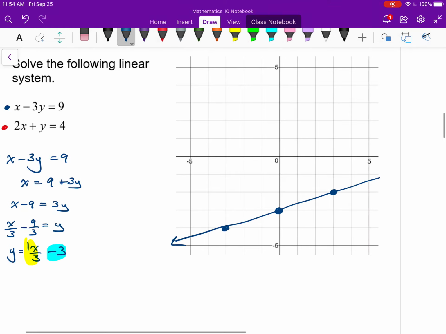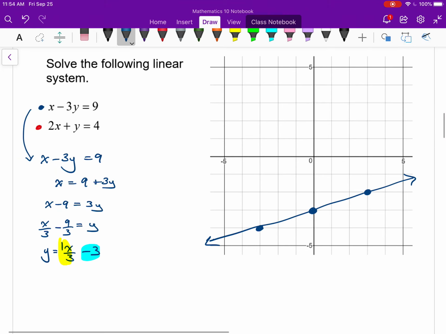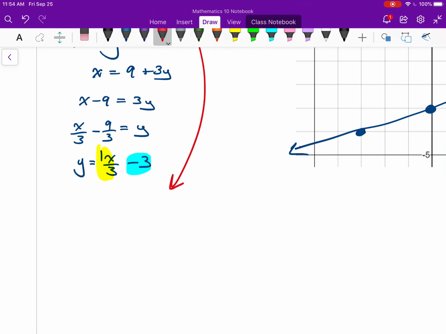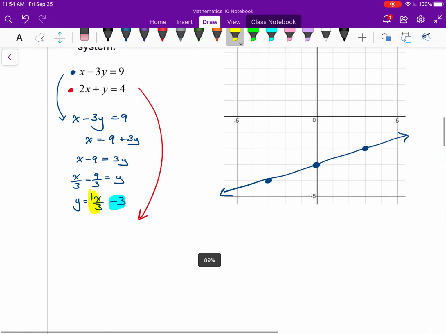OK, let me do the same thing for the other equation. Bring this over here. First, let me just copy it out. OK, I want to solve for y. In this case, it's easier to solve for y. I just got to subtract 2x from both sides. I get y equals -2x plus 4. That was it. So now I can see the y-intercept is 4. The slope is -2. Let's remember what that looks like.